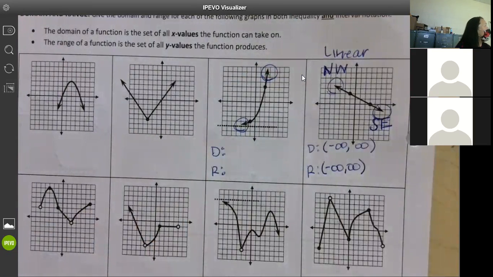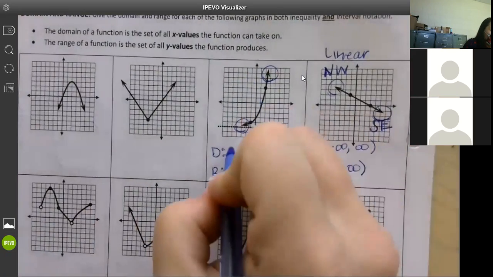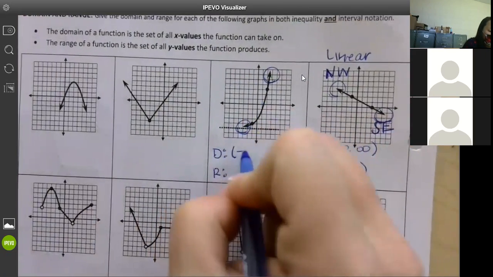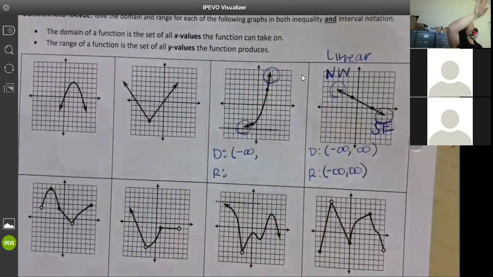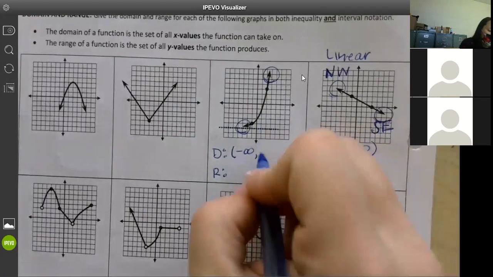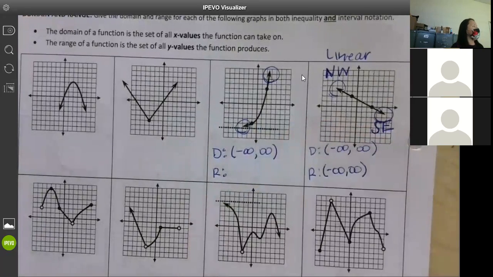It is on the y-axis, so it deals with the range. So we're not worried about it right now. Let's just look at the domain. How far to the left does this graph go? Forever, negative infinity. How far to the right does it go? Remember, we just talked about it points up and to the right. Positive infinity. And again, parentheses because those aren't real numbers.